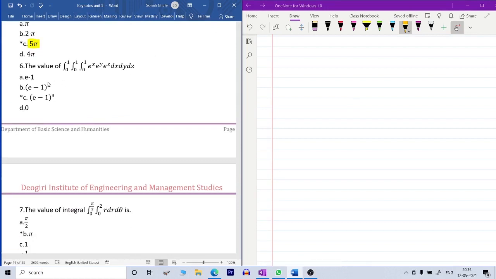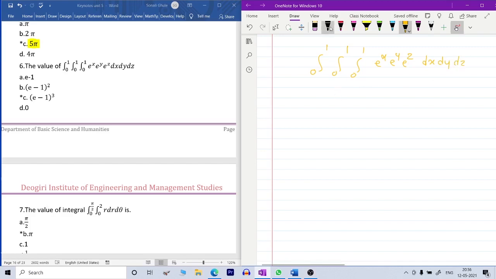That is our sixth example. The value of the triple integration, let me write it here first. Integration 0 to 1, 0 to 1, 0 to 1, e to the power x, e to the power y, e to the power z, dx, dy, dz. Okay, as you can see, all the three limits are constant. So we have to integrate according to the given order. Means first integration with respect to x, keeping here y and z constant. Taking here integration of e to the power x, it is e to the power x.